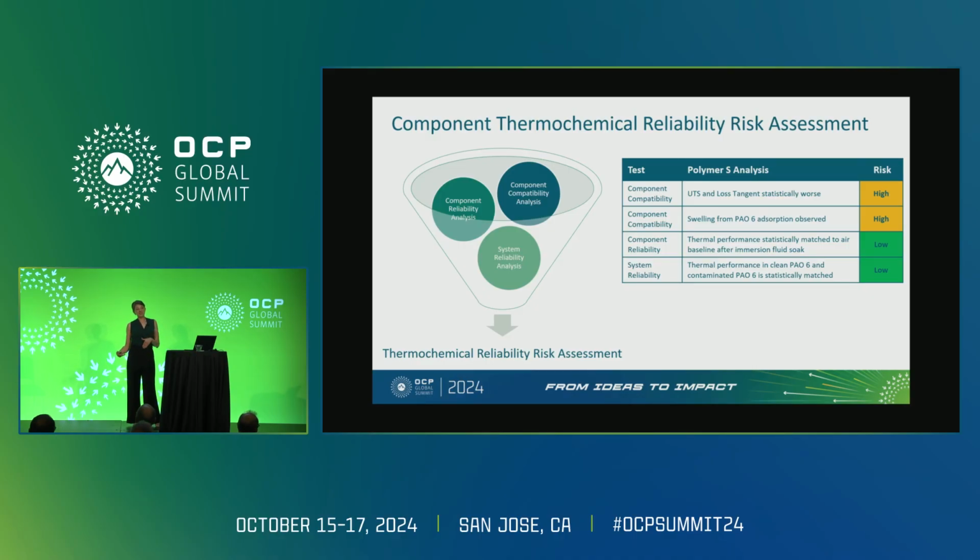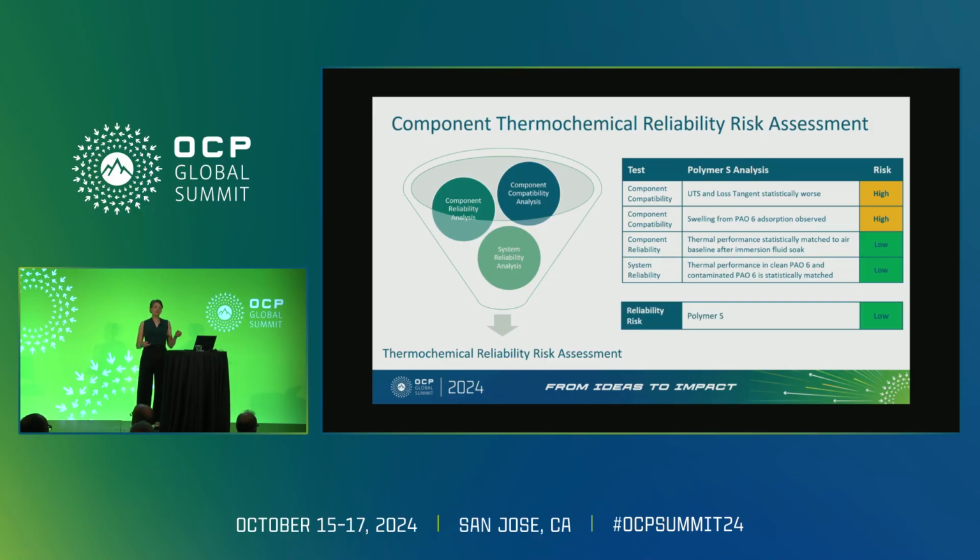And when we did the system reliability, we didn't see a statistically different performance of our CPUs between neat PAL at T0 and the saturated contaminated PAL at the end of our testing. So therefore, what we ended up doing is saying the reliability risk for this particular material, which is a polymer S, for these thermal failure modes is actually low.